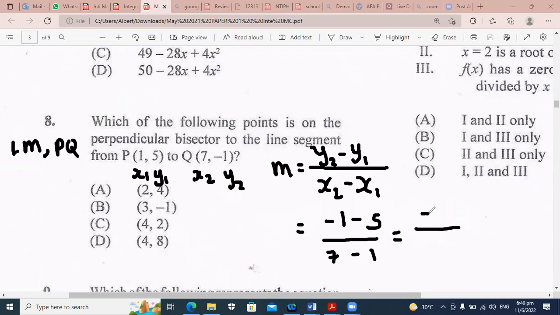-6/6, which is what? -1. So the gradient is what? -1. All right, are we clear on that? Then now, we need to find the midpoint of the line segment PQ.